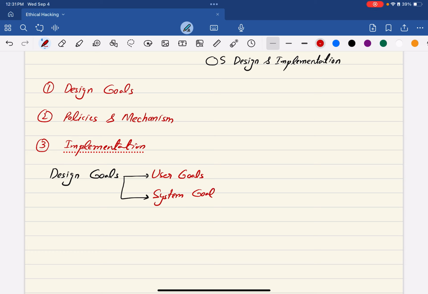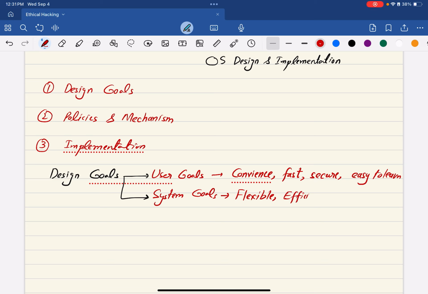So user goals, as the name suggests, are what exactly the user of the operating system wants. And typically these are convenience, for example, the user wants a fast operating system, a secure operating system, and an easy to learn, easy to work operating system. While the system goals are the goals behind designing an operating system, which is typically flexible. We want a flexible operating system, efficient operating system, and of course, easy to design. There are many other design goals as well, like for example, reconfiguration, etc.